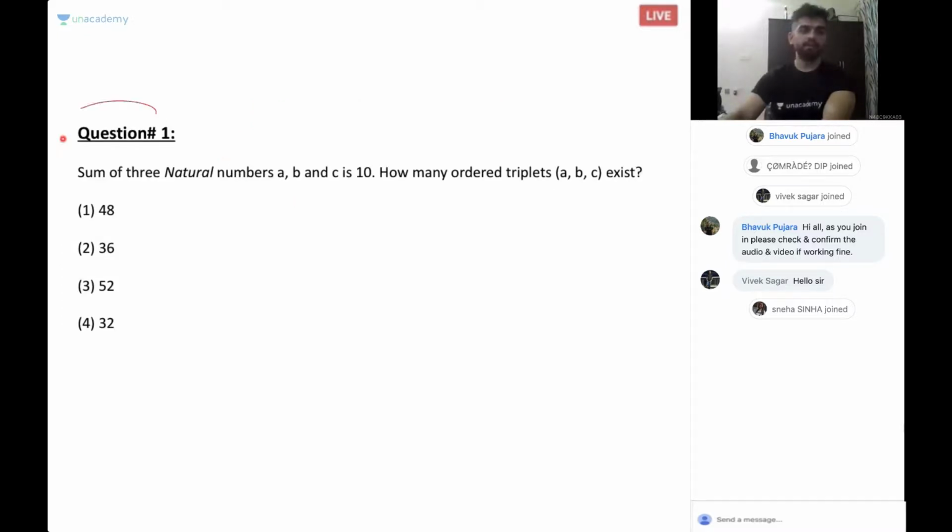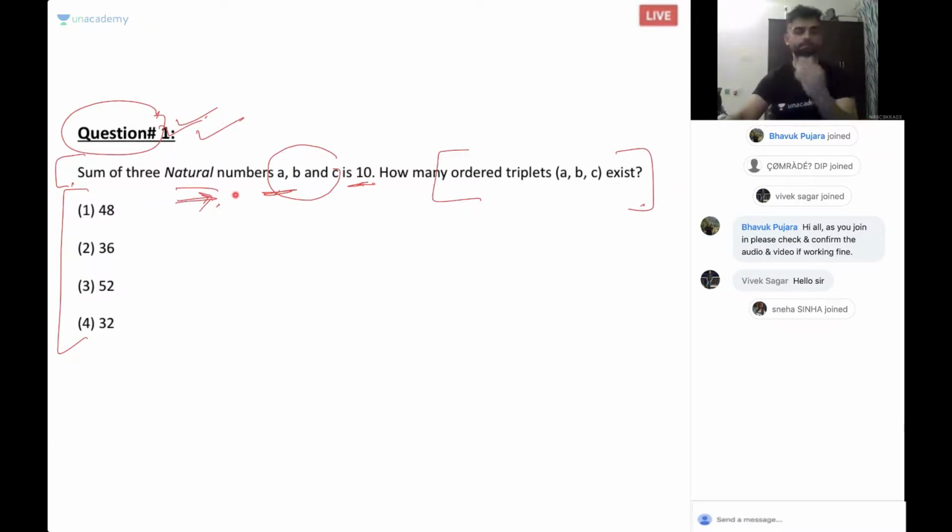Okay, let's begin with the session. The first question we're going to discuss in this class is based on probability, PnC. It is given that the sum of three natural numbers A, B, C is equal to 10. How many ordered triplets A, B, C exist? Okay, I'm going to give you guys some time. We have Sneha also in the session now. Welcome, Sneha. Take some time, read the question, and get back to me if you have any doubts regarding the question, or if you could find out the answer.